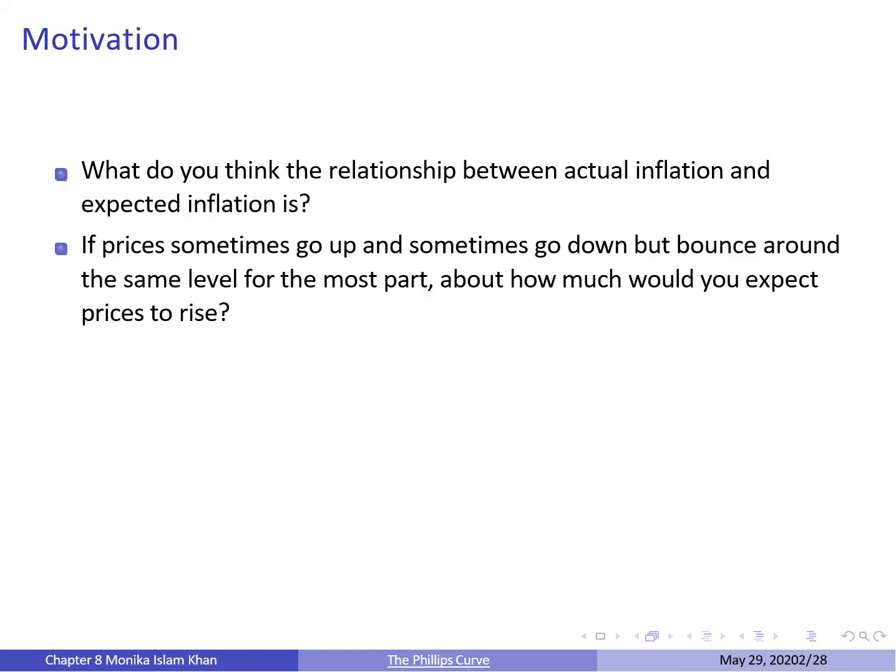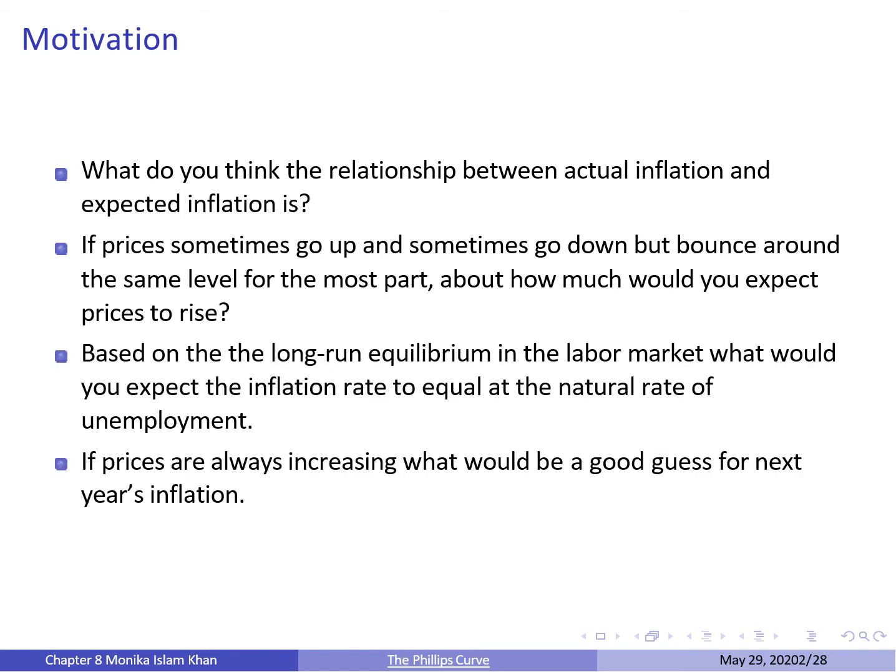This chapter aims to understand and explain the relationship between actual inflation and expected inflation, and answer questions like, what would you expect the prices to be if prices sometimes go up and down but bounce around the same level for the most part? We will also try to answer questions like, what would you expect the inflation rate to be equal to at the natural rate of unemployment? And if prices are always increasing, what would be a good guess for the next year's inflation rate?